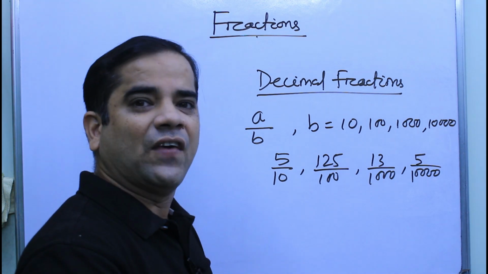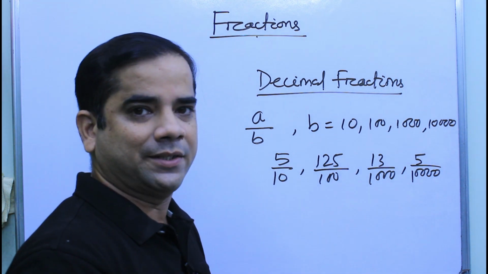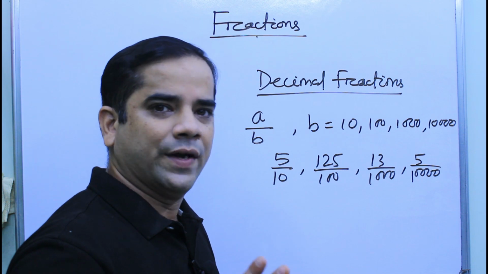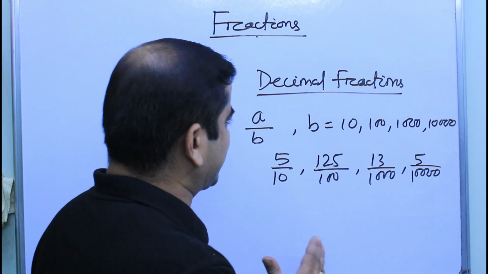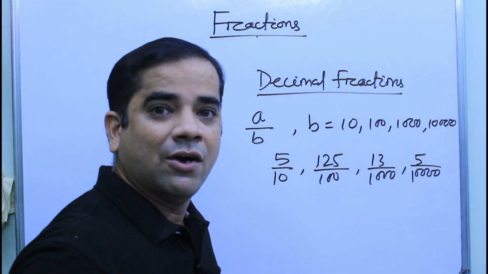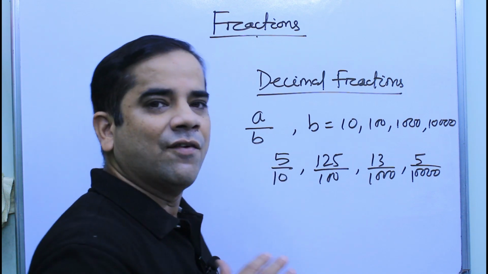Why these are decimal fractions? Because these fractions can be converted into decimal numbers. We will discuss decimal numbers in our upcoming videos. No worries. Okay. So just remember the fractions having denominator either of 10, 100, 1000, 10,000, 1 lakh, 10 lakhs. All these fractions are called decimal fractions.